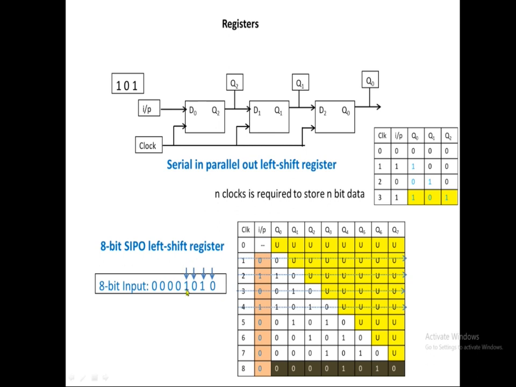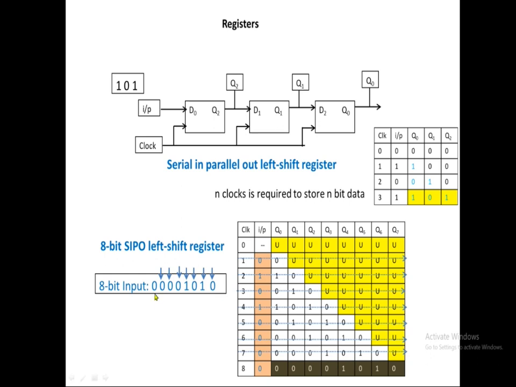Similarly, in the fourth clock cycle, the input 0 will be fed into the D0 flip-flop. In the fifth clock cycle, the input 0 will be fed into the D0 flip-flop, and in the sixth clock cycle, the 0 input will be fed into the D0 flip-flop. In the seventh clock cycle, the seventh input which is 0 will be fed into the D0 flip-flop, and consequently the other flip-flops are going to receive the value of the previous flip-flop.